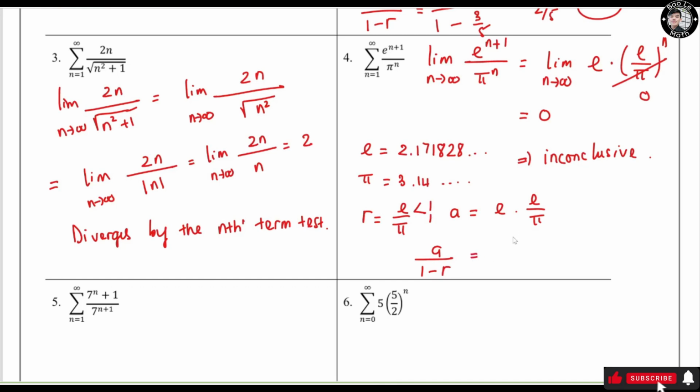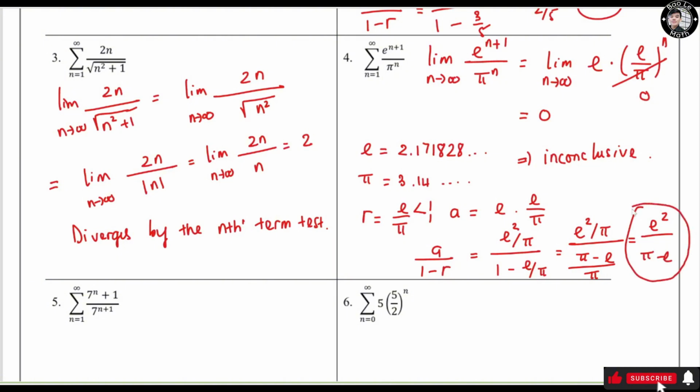So it could be e squared over pi over 1 minus e over pi. So it could be e squared over pi over pi minus e over pi. Multiply the top and bottom by pi. So it could be e squared over pi minus e. Alright, so finally the series converges to this number.